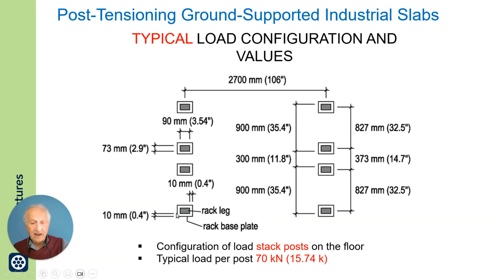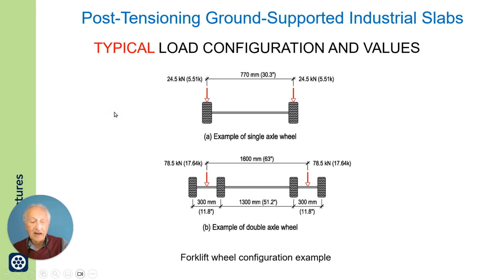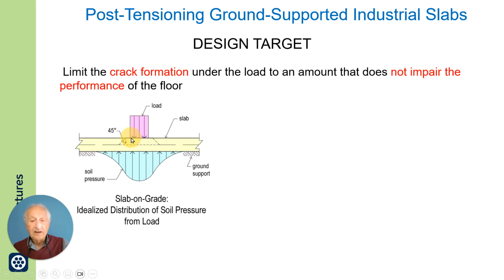This slide shows one configuration of loads and magnitude of the loads. This is one, but obviously each will be different. This is just an example. And when it comes to wheel loads, again, this is one configuration which represents a forklift. Depending on the forklift used, the configuration and the concentrated load will be different.